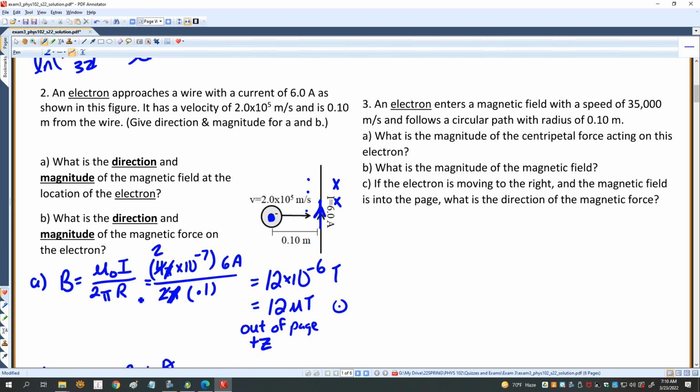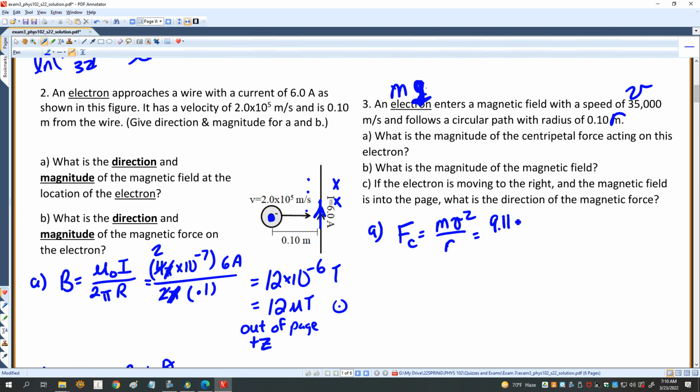An electron enters a magnetic field with a speed of 35,000 meters per second. So that's my speed. It has a radius. It is an electron, so that has both a mass and a charge. What is the magnitude of the centripetal force acting on this electron? So first, I want to know the centripetal force. That centripetal force, remember, is equal to mv squared over r.